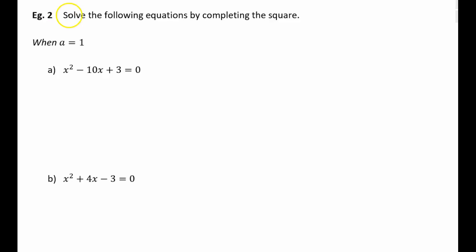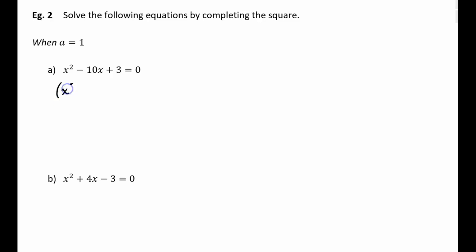So for example 2, we're going to solve the following equations by completing the square. Now we're going to do this because we've only got two tools right now. Option 1 is we're going to try and factor. That is a possibility, except there's no way we can factor this equation. Okay, so that was option 1. That's the first way we learned how to solve quadratic equations. So if we can't factor it, we're going to complete the square.